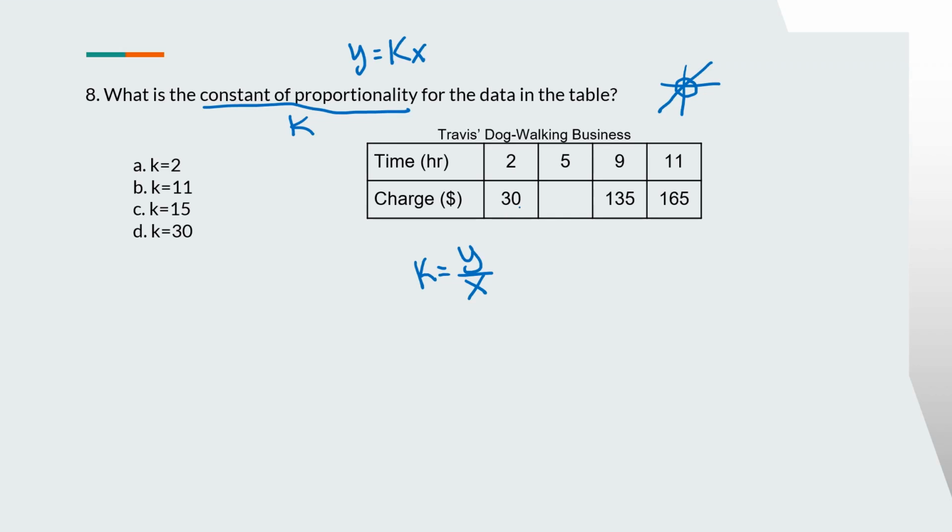Here's a y, because think about this, x and y, if I look at this, it would be dollars per hour. That seems right, right? Dollars per hour. That makes sense. So all I got to do is put them in there. I've got 30 over 2, and 30 divided by 2 is 15. So my constant of proportionality is 15.